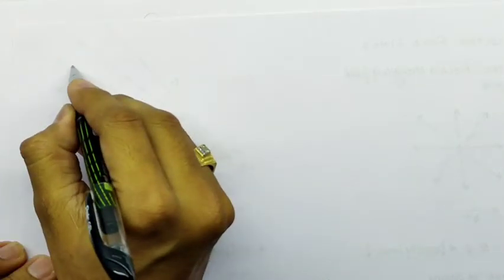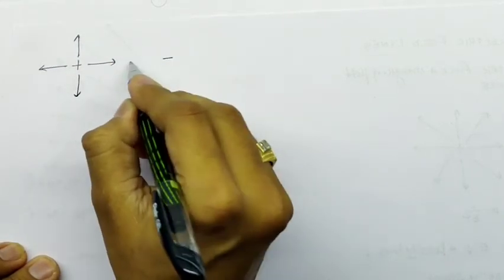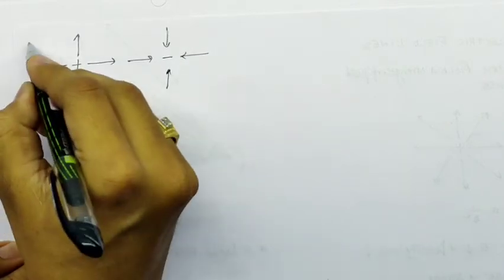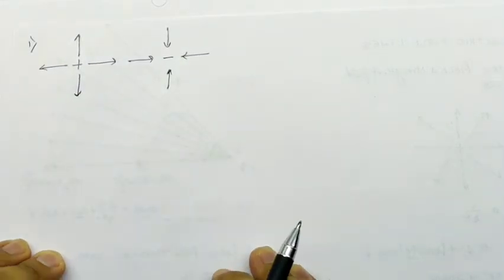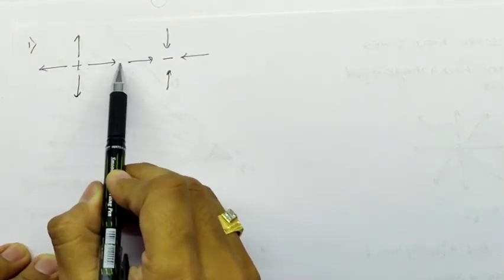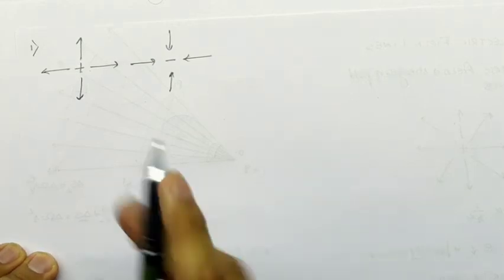Let's discuss the direction of field lines. As we discussed in previous topic 1.8, the electric field lines of a positive charge are outward, and for a negative charge they are inward. So this is the first property of electric field lines: they emerge from positive and enter the negative.